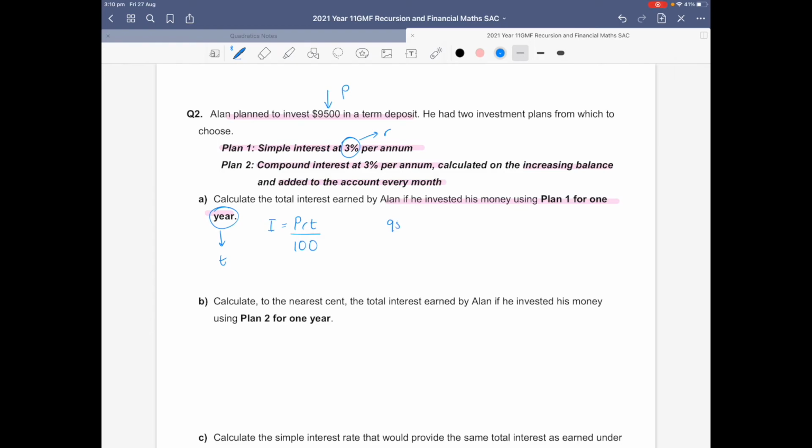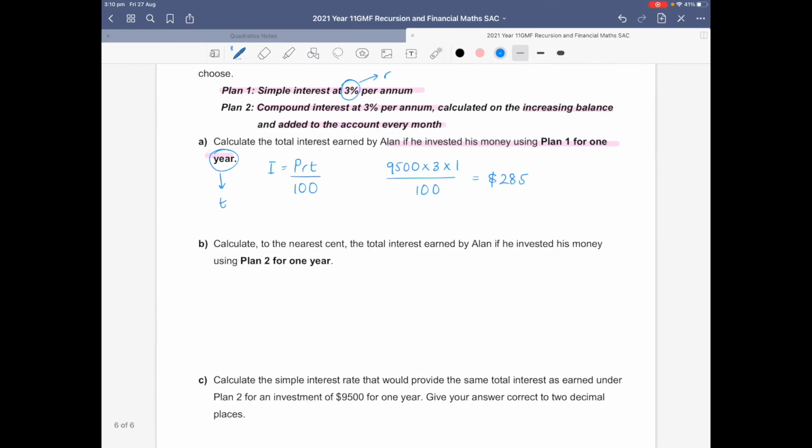So $9,500 times 3% times 1 over 100. And that will give us an answer of $285. So Alan will make $285 in interest, or earn, if he invests using plan number 1. So then the second question says, calculate to the nearest cent the total interest earned by Alan if he invested his money using plan 2 for 1 year.